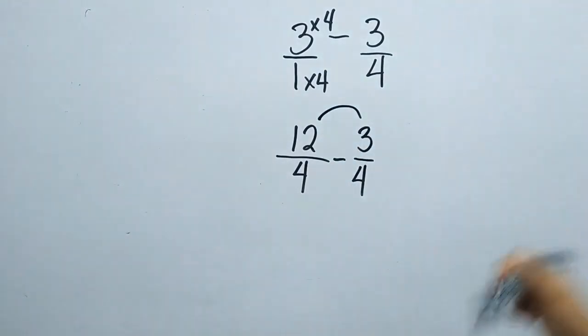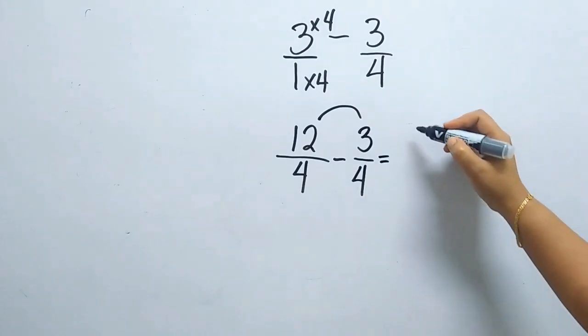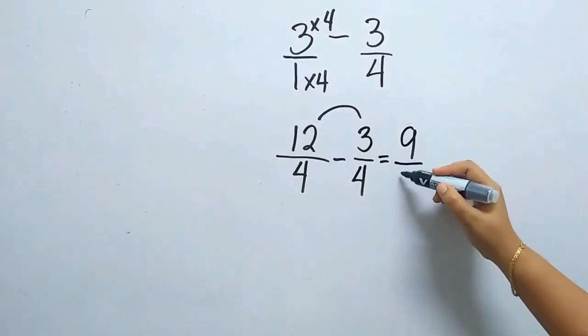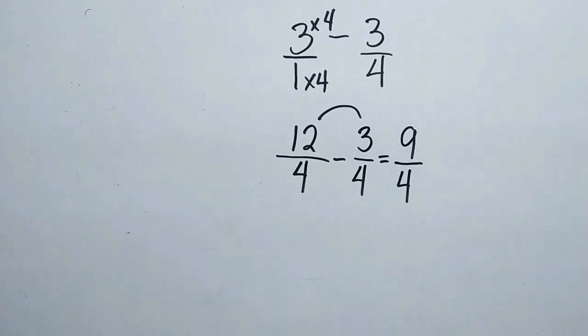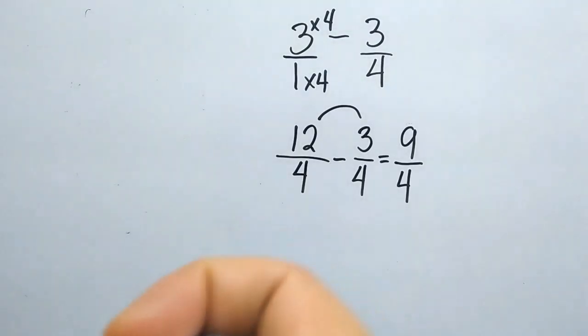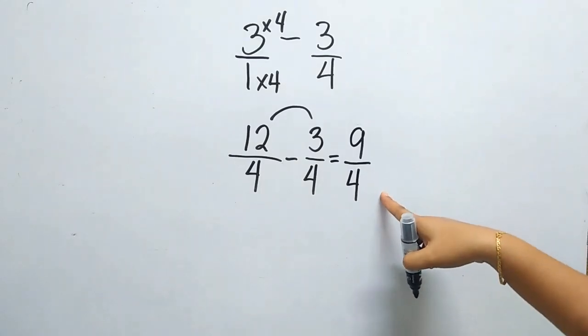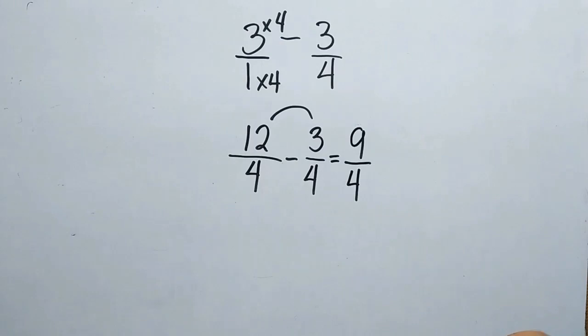Subtract the numerators. 12 minus 3 is equal to 9. Very good. Then just copy the denominator 4. So we have 9 over 4. As you can see, 9 over 4 is improper fraction. So what we're going to do is to make into mixed number. What are we going to do?